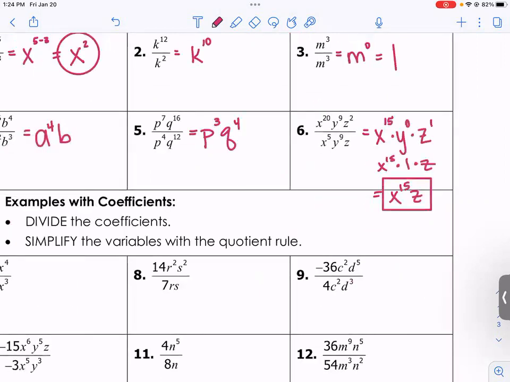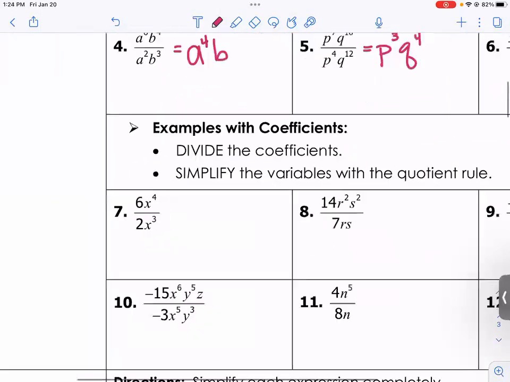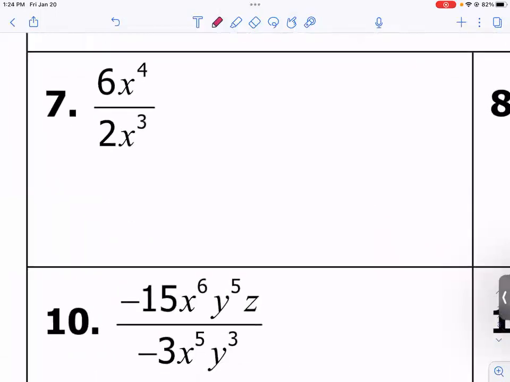Okay, so now your favorite. Let's put some numbers in. Okay, now, do I subtract 6 and 2? No, those are like coefficients. We treat them like normal numbers.